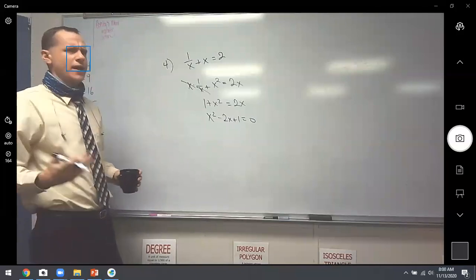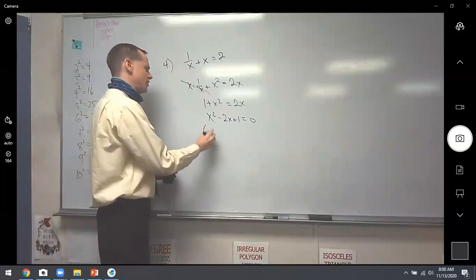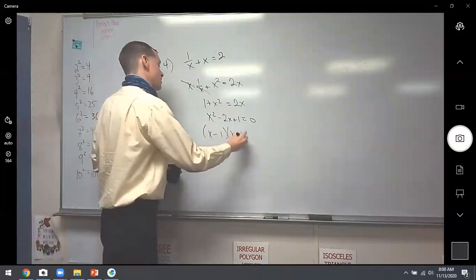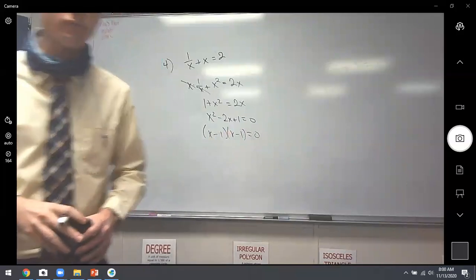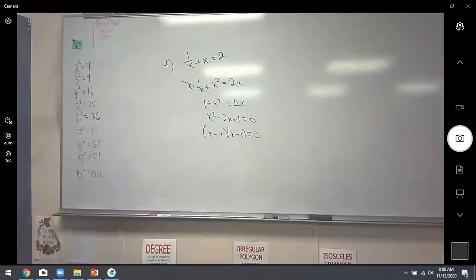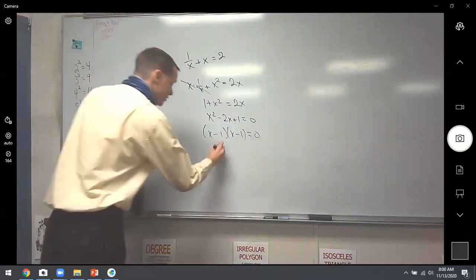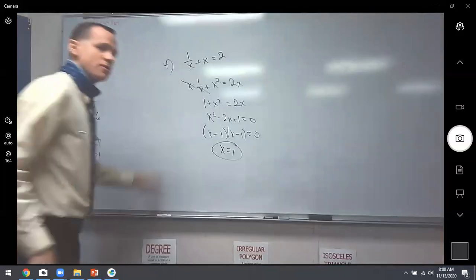Because now if I look at it, I can think about factoring. I think this factors into x minus 1 and another x minus 1, because -1 times -1 is 1, and -1 plus -1 is -2. And since they're both identical, they're both going to have the same answer.